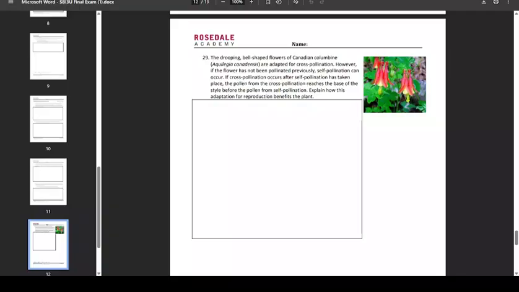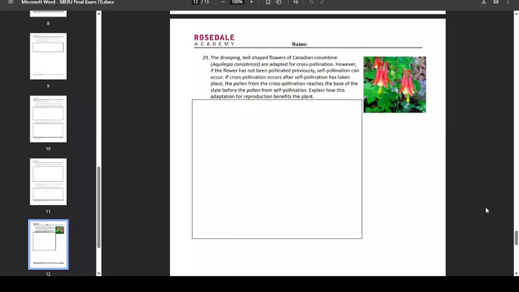The drooping bell-shaped flowers of Canadian columbine, whatever that is, are adapted for cross-pollination. However, if the flower has not been pollinated previously, self-pollination can occur. If cross-pollination occurs after self-pollination has already taken place, the pollen from cross-pollination reaches the base of the style before the pollen from self-pollination. Explain how this adaptation for reproduction benefits the plants.